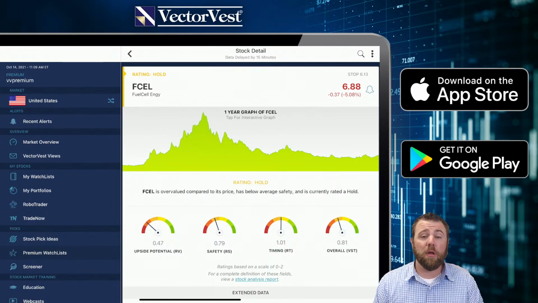Looking at the RV, poor long-term potential. Looking at the RS below 1, a lot of risk involved with this.